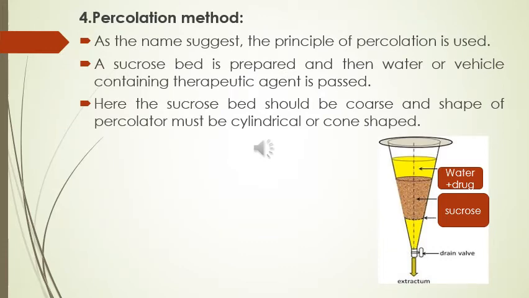The next method is the percolation method. Now, in this we have a percolator or any cylindrical or cone shaped vessel in which we have a sucrose layer, or you can say a sucrose bed, over which a solution of drug is added. Now, the solution can be prepared either in water or any other solvent. What happens here is the solvent or the water will dissolve the sucrose when it comes in contact with it, and then it will go down in the form of extract.